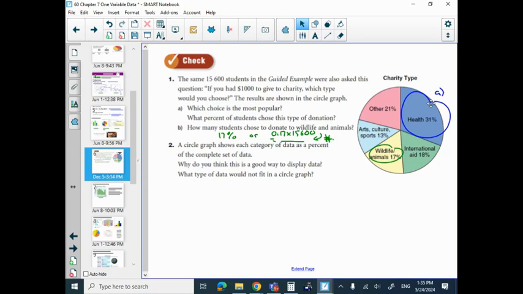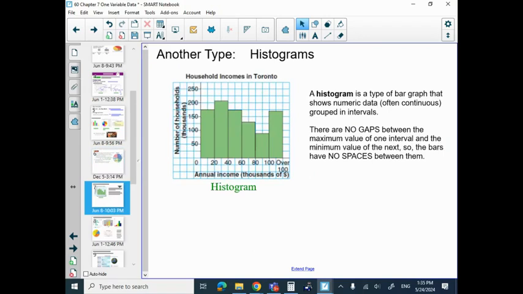So if you have decimal measurements and numbers, it doesn't fit as well, and it just doesn't make sense to show them that way. So another type is histograms, which are pretty easy to get confused with bar graphs because they look really similar, but there are some differences. Histograms are specifically for when you have continuous or numerical data, but especially continuous.